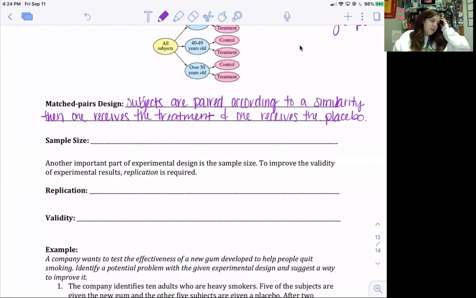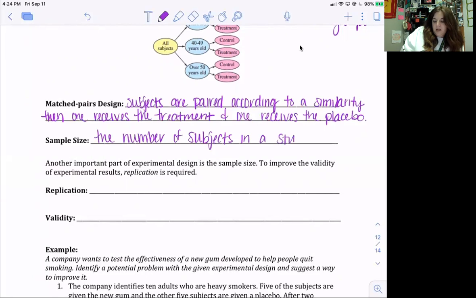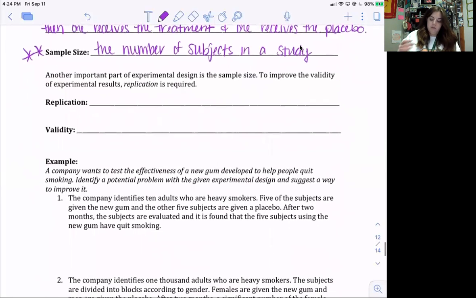Sample size is the number of subjects in a study. And this is really important, and we're going to be looking at sample size a lot throughout the year. The smaller the sample size, the less accuracy we have within an experiment. The larger the sample we have, the closer we are to the population, so we can make a more defined inference about the sample.